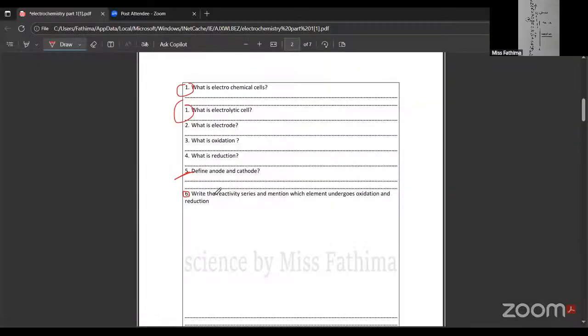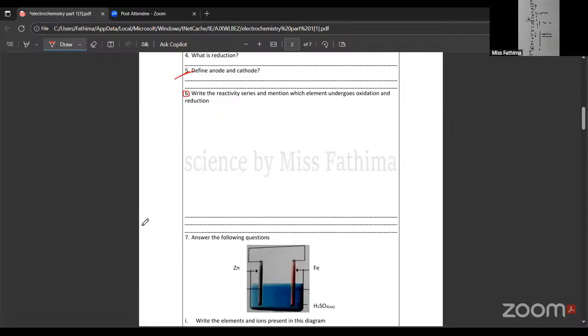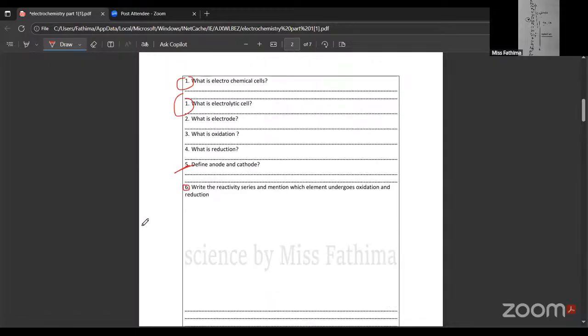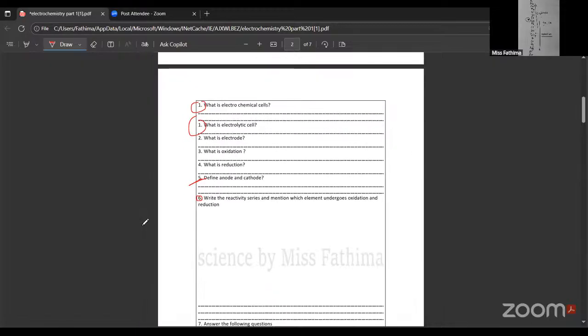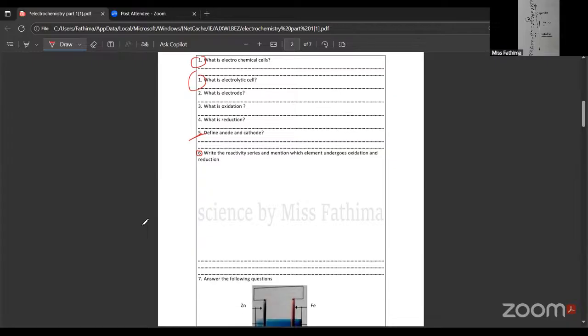Do the sixth one as well. Write the reactivity series and mention in the given lines that the elements above in the reactivity series will undergo oxidation and the elements below will undergo reduction. Do until the sixth question. Everyone has to do it. I'll make it smaller, then everyone can see. Once you are done, let me know, children. We can discuss.